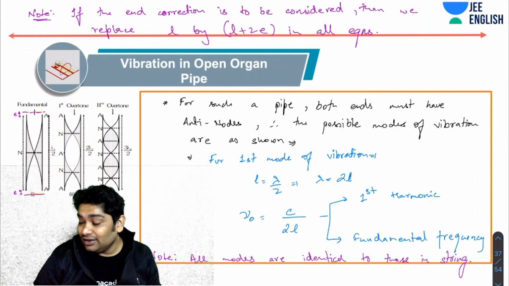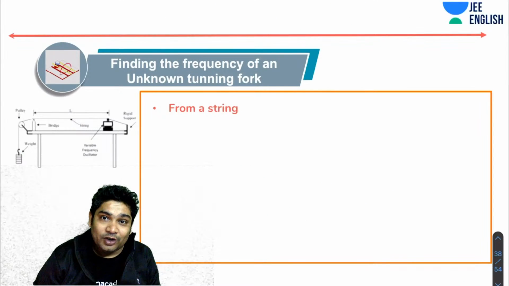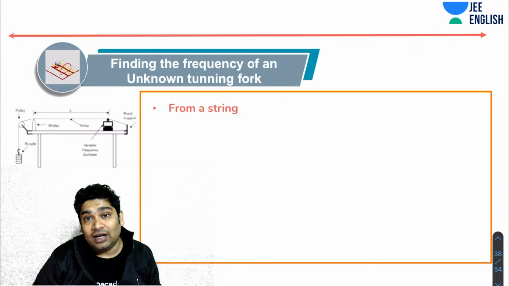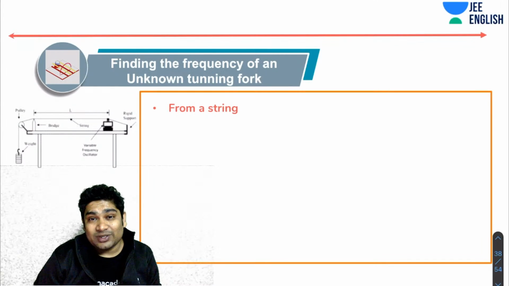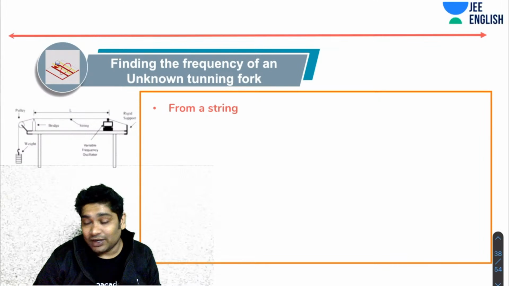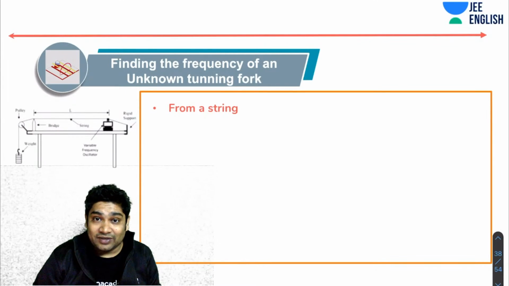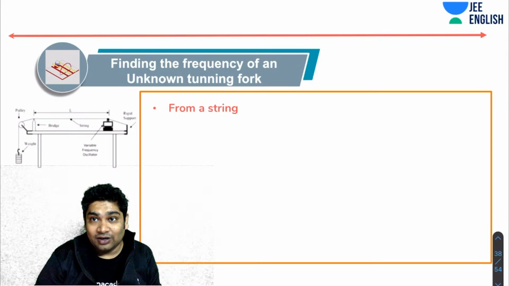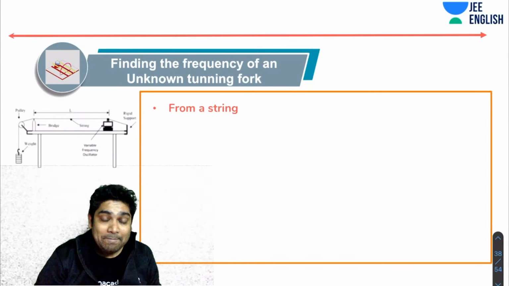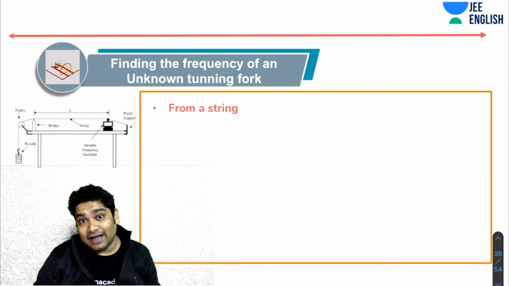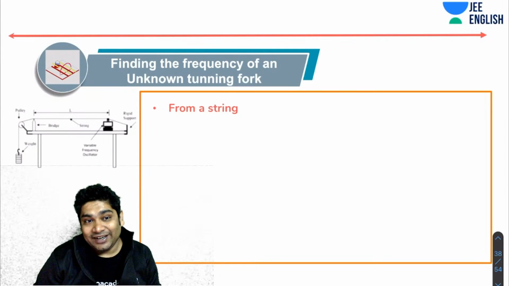All right. Now, one of the applications of these standing waves is to find the frequency of an unknown tuning fork by using the sonometer wire experiment. Okay, so this is something very interesting. I don't know if you've carried out this experiment in your labs. At least I did as a student. I remember we did this experiment.